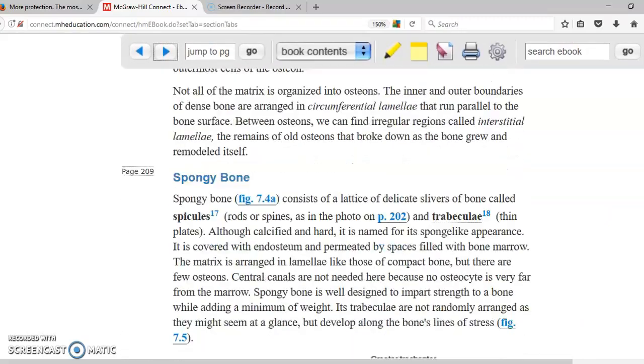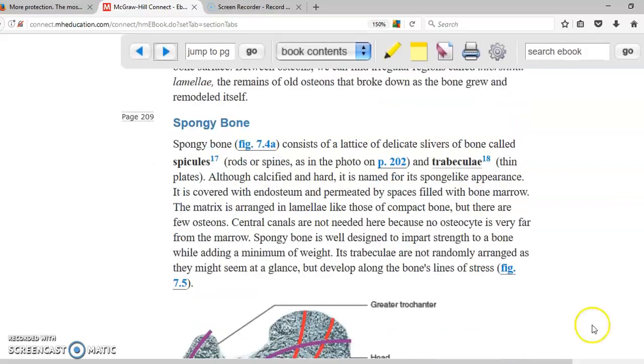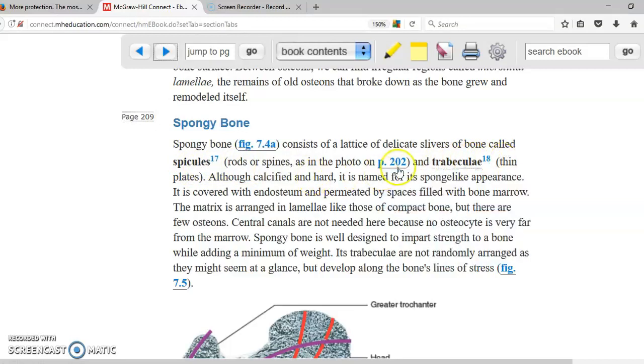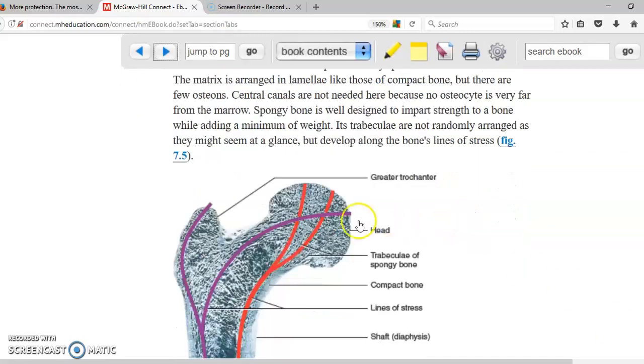So the next one is the spongy bone. The spongy bone is basically very similar in formation, but it's going to form spikes and thin walls. See here, spines, rods, spicules, right, or spikes as I call them. And you have thin walls like this one right here, they call them thin plates, which are going to be the trabeculae. So all this is going to calcify and become very hard. And that's what's going to be located inside your compact bone. And these are these parts right here.